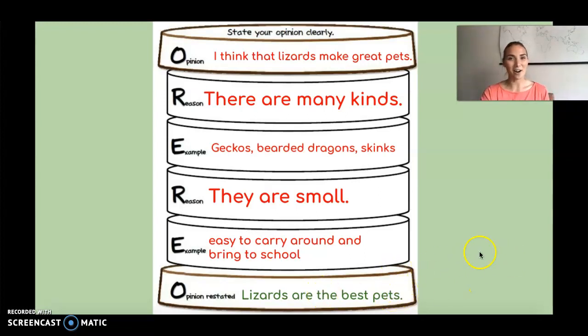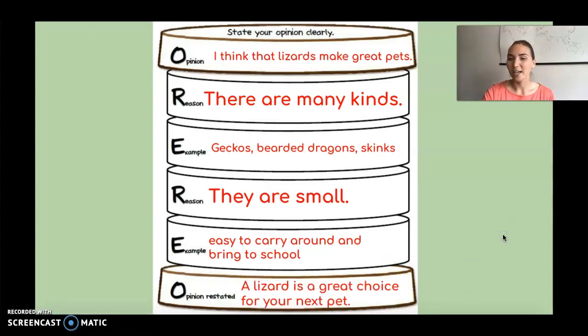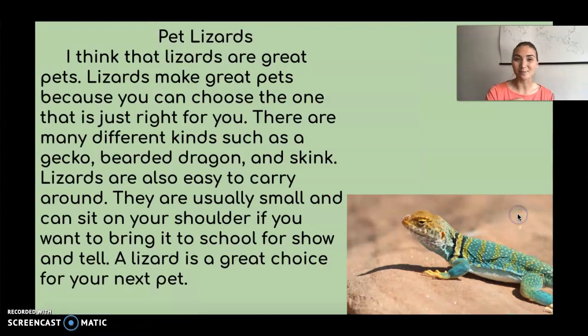Let's restate our opinion with a strong closing sentence. A lizard is a great choice for your next pet. So now that we've made these changes to make our sentences stronger, let's read our opinion piece again.